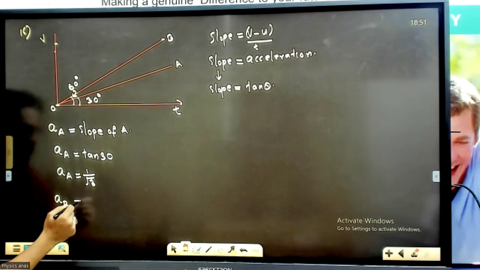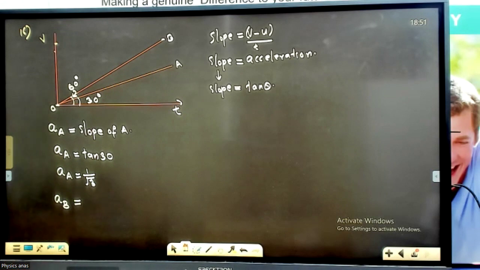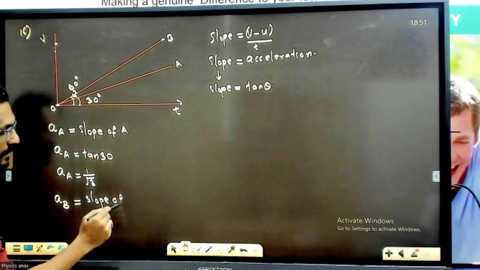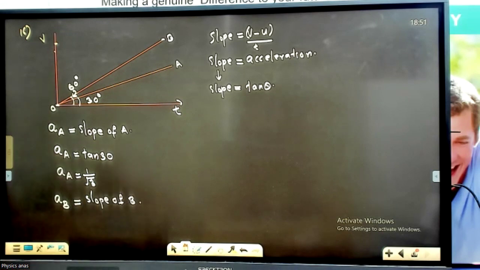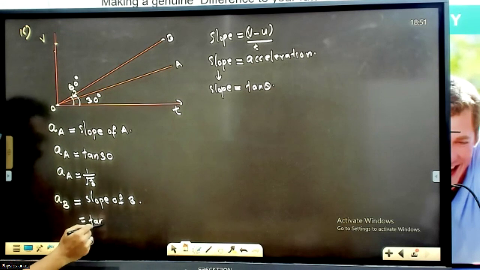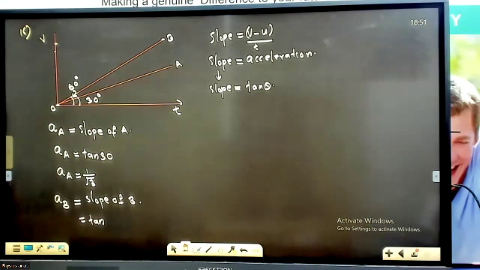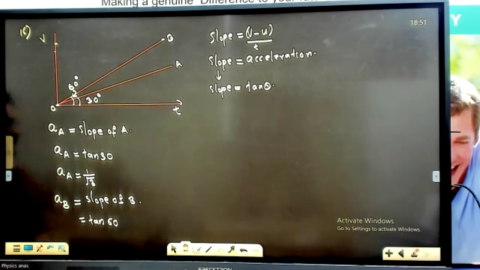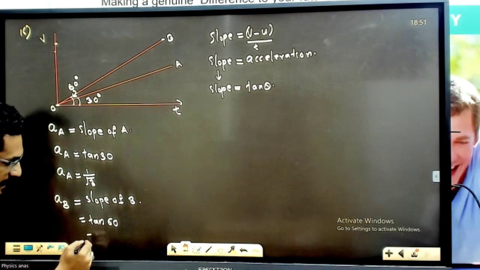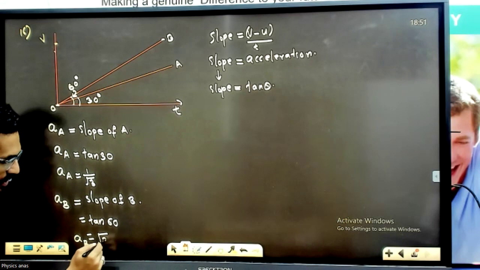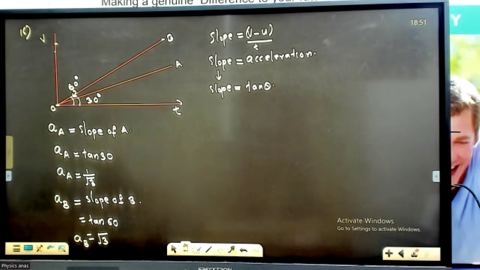Now I need the acceleration of B. Acceleration of B will be the slope of B. How can you find the slope of B? I can use the same equation, tan of the angle of B. Angle of B is 60, so tan 60. What is the value of tan 60? Yeah, root 3.